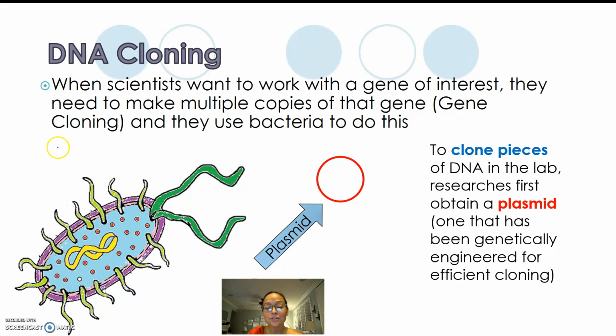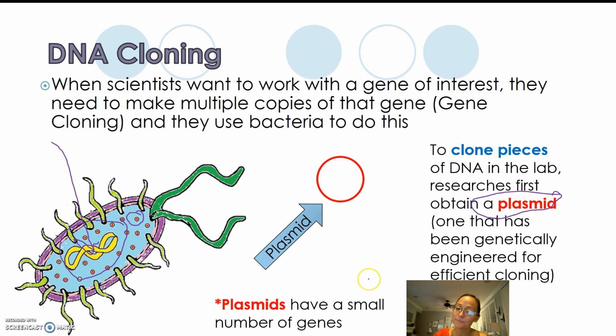As a refresher, when we look at bacteria or prokaryotes, this yellow thing right here represents its main chromosome, one circular chromosome, and these little tiny red circles are the extra pieces of DNA called plasmids. Plasmids do have a small number of genes on them, outside of that bacteria's main chromosome.